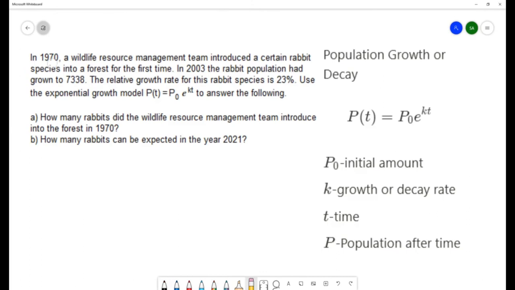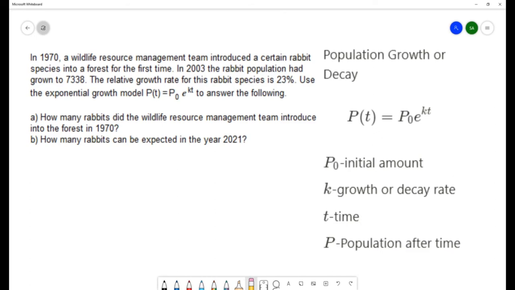In 1970, a wildlife resource management team introduced a certain rabbit species into a forest for the first time. In 2003, the rabbit population had grown to 7,338. The relative growth rate for this rabbit species is 23%. Use the exponential growth model, P of t equals P naught e to the kt, to answer the following questions. How many rabbits did the wildlife resource management team introduce into the forest in 1970? And how many rabbits can be expected in the year 2021?